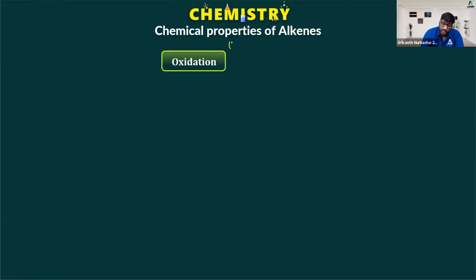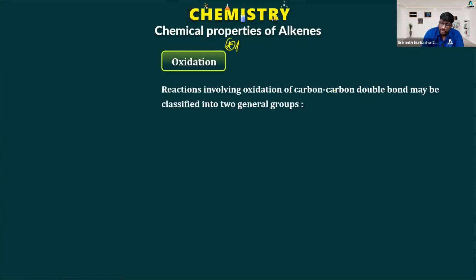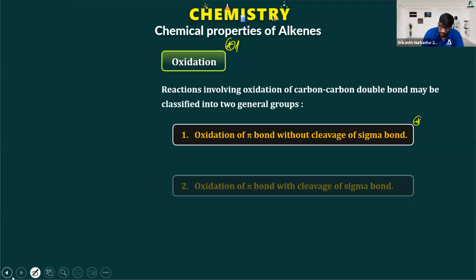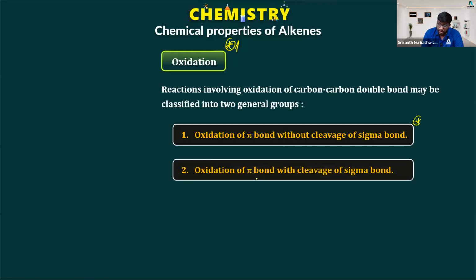Next set of reactions of alkenes: the oxidation reactions. Reactions involving oxidation of the carbon-carbon double bond may be classified into two general groups. What are those? Oxidation of the pi bond without cleavage of the sigma bond, and oxidation of both sigma and pi bonds. Can you think of any reaction coming under the first category?